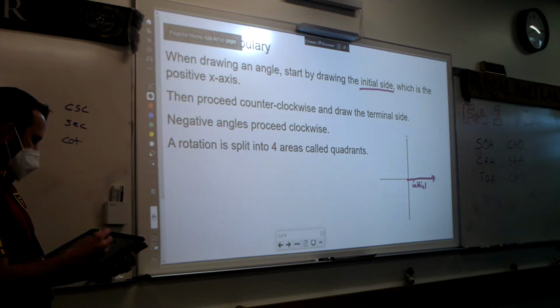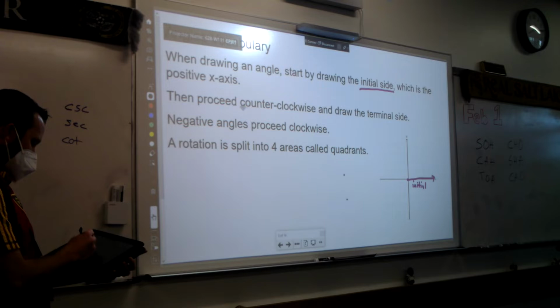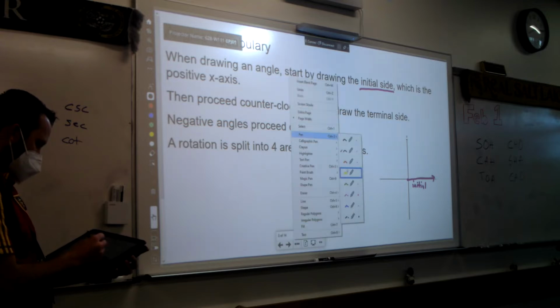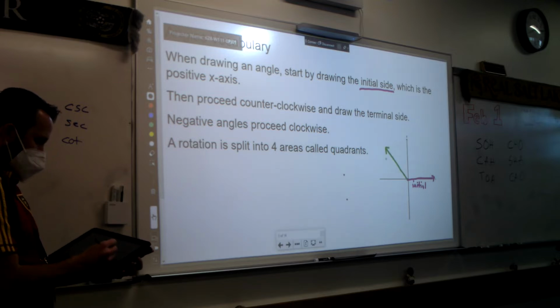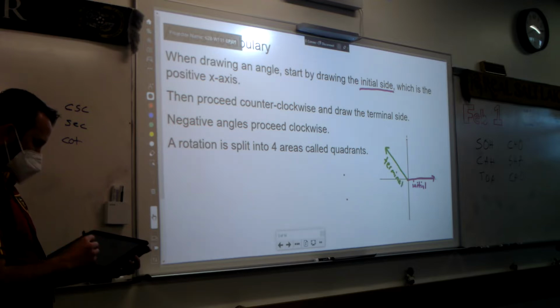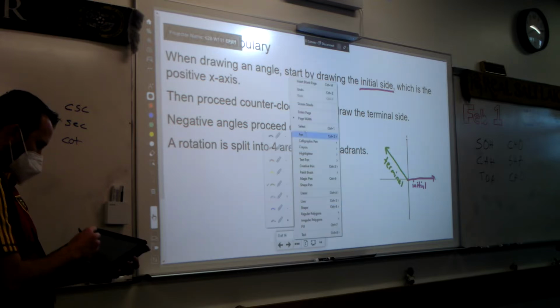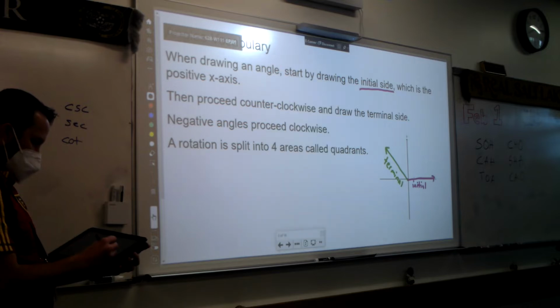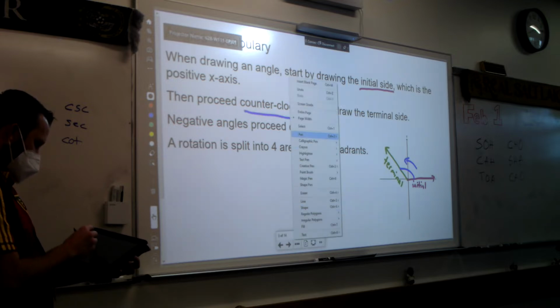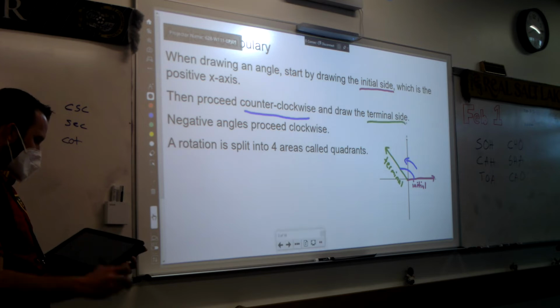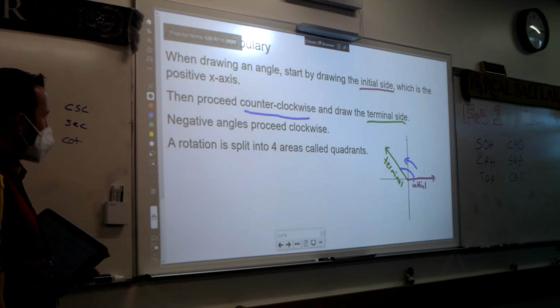And then from there I'm going to proceed counterclockwise to make an angle until I get to what is called the terminal side, which is where it ends. So this angle right here, it's normal to go counterclockwise like that until we get to the terminal side. And you have just created an angle. Isn't that great? Now, which way do negative angles go?